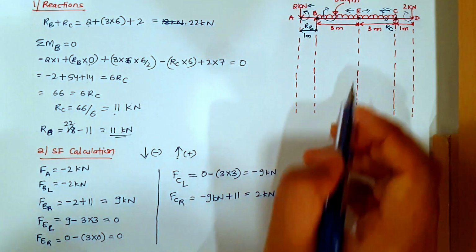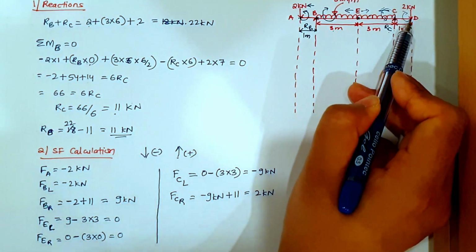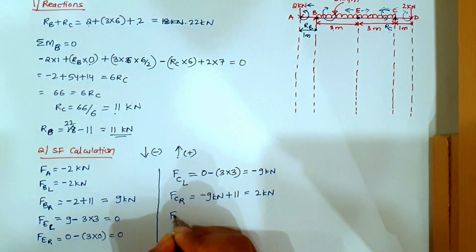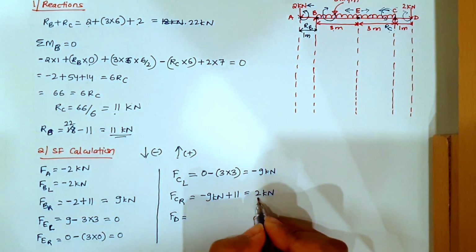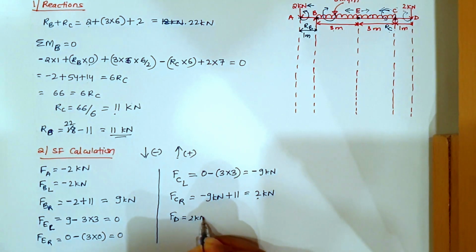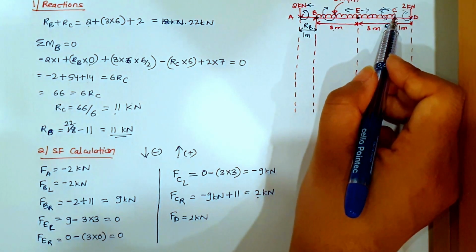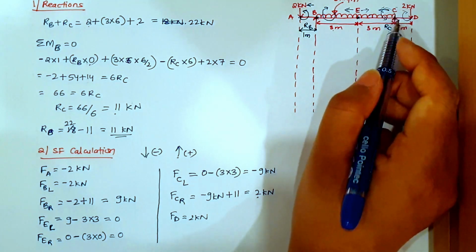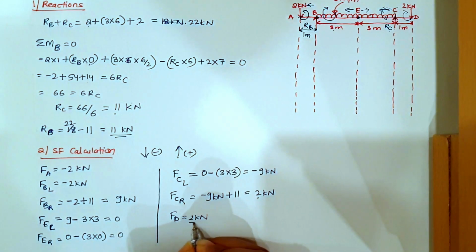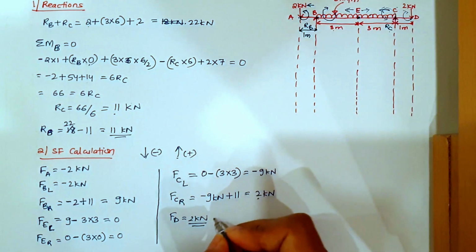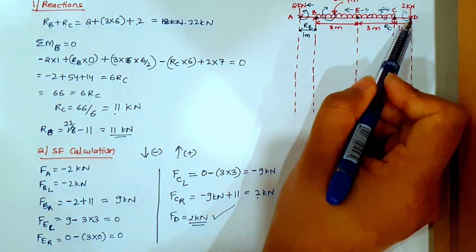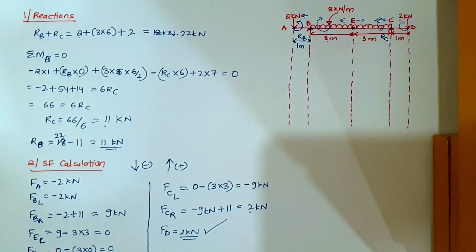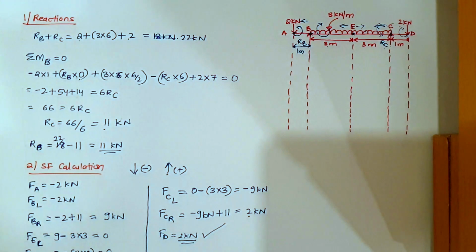Okay, now let us find force at D. Now force at D should come equal to 2 kilonewton. The last force that we got is 2 kilonewton, right? And is there any force in between C and D? There is no force acting in between C and D. So the force at D is equal to 2 kilonewton, which is exactly the force acting at D. So our calculation is right. Now let us draw the shear force diagram.